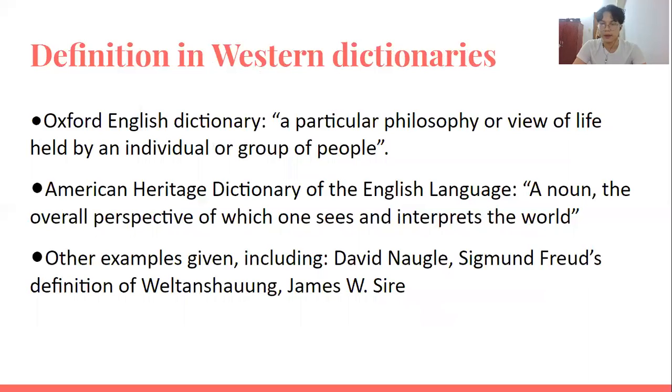Other examples include David Noggle's definition, Sigmund Freud's definition of Weltanschauung, James W. Sire's definition. However, something to note is that all these different definitions have slight differences between them, but they all follow the general concept of worldview being defined as how one sees the world around them.